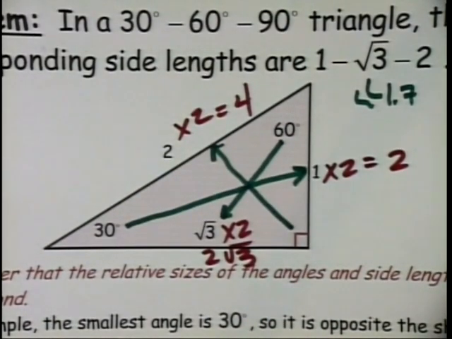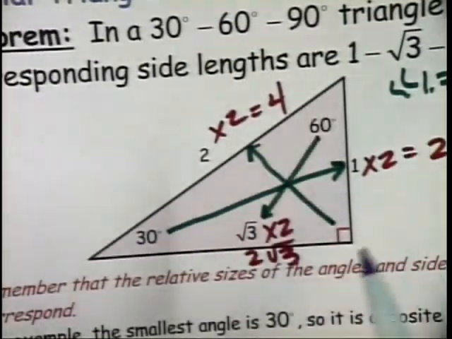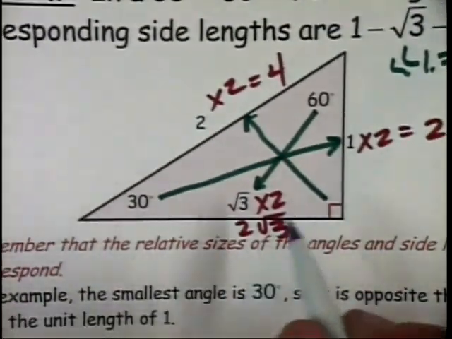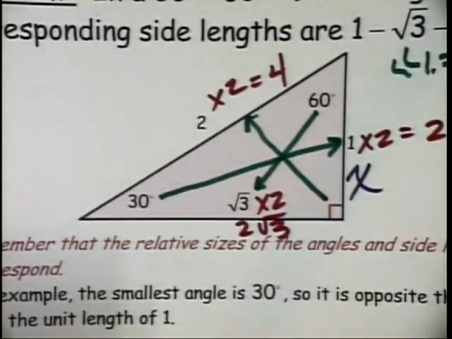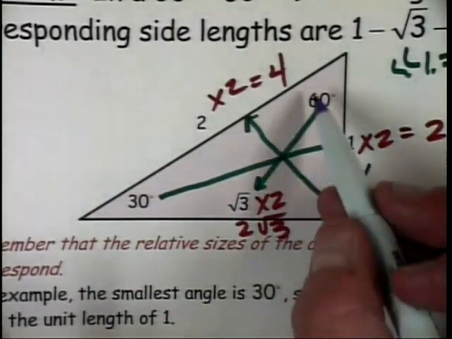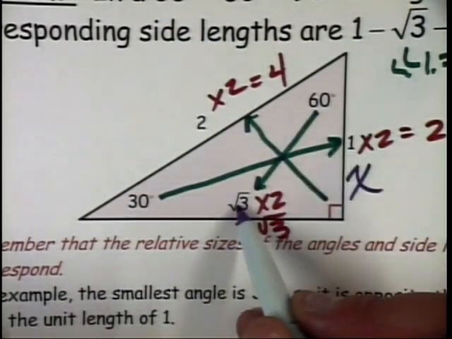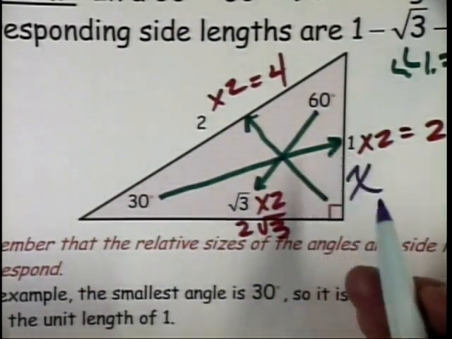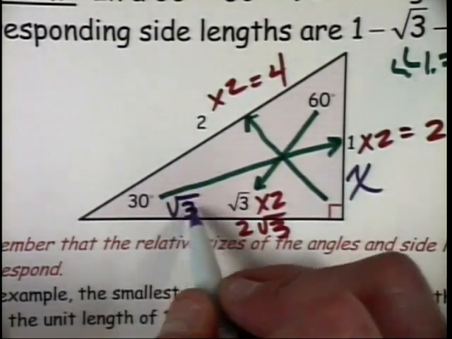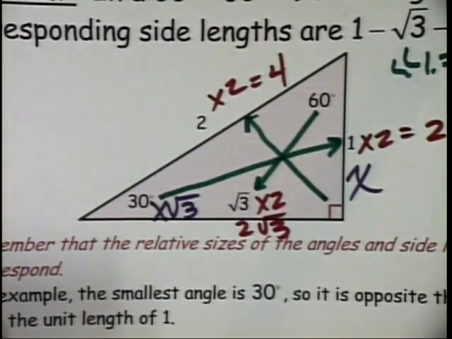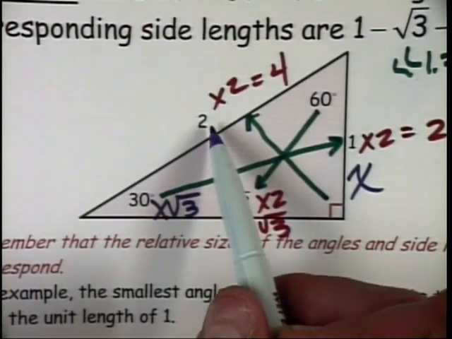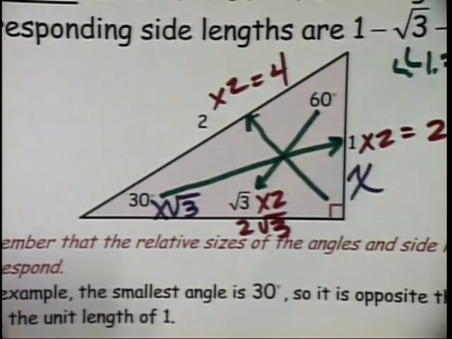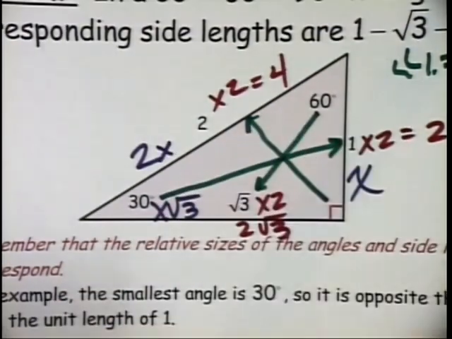So if you want to think about it in terms of x, like we did for the 45, 45, 90, we will assign our smallest side, x. The next largest side is opposite 60, and it's the square root of 3 times larger than this. So this would be the square root of 3 times x, or x square root of 3. And the hypotenuse is always twice as big as this other side, so this would be 2x.